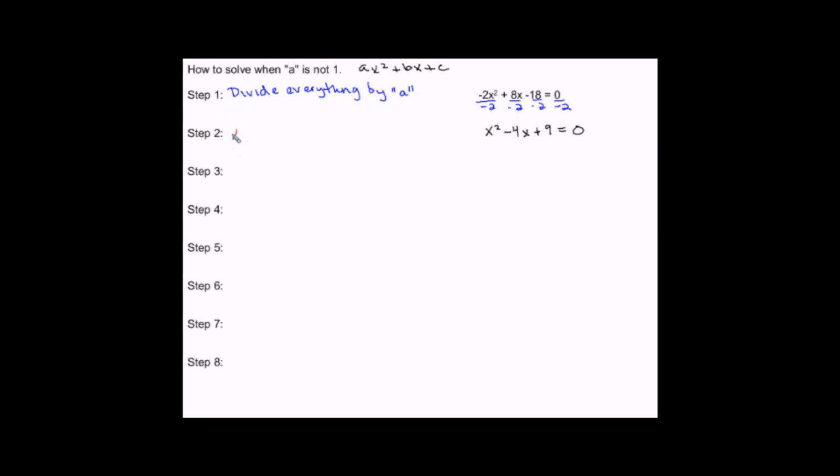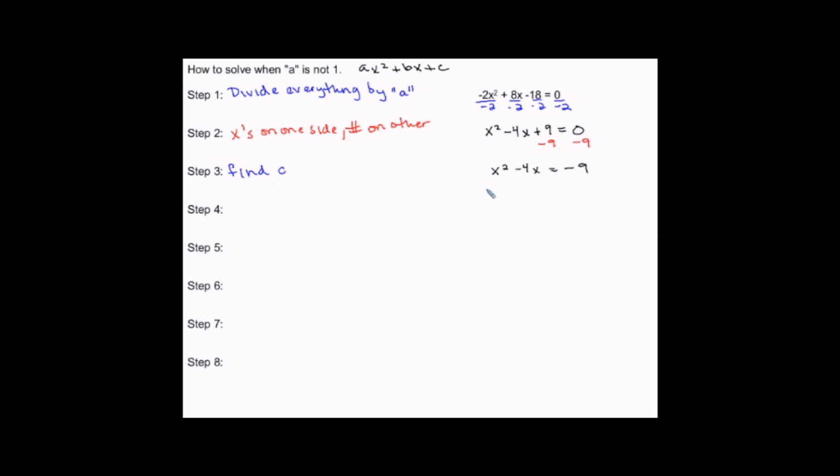Step 2, x is on one side, number on the other. So I need to subtract 9 from both sides. And I get x squared minus 4x is equal to negative 9. Step 3, find c.